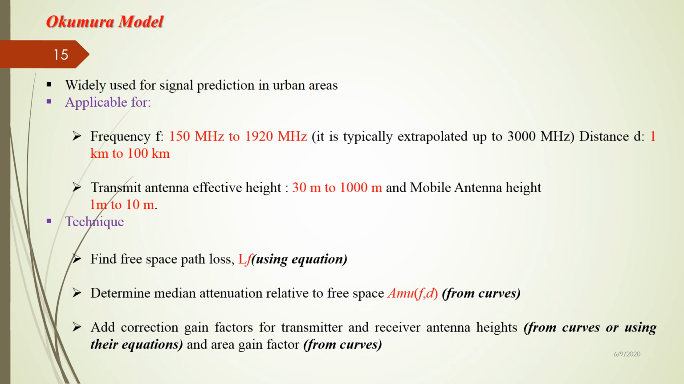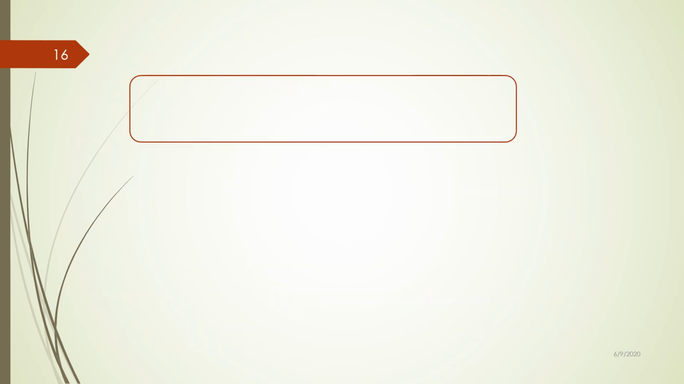Okumura model. Okumura model is widely used for signal prediction in urban area, and the application for the Okumura model is that the frequency range lies between 150 MHz to 1920 MHz. It is typically extrapolated up to 3000 MHz, and the distance between the transmitter and the receiver antenna is up to 100 kilometer, and the transmit antenna effective height is 30 meter to 1000 meter, and the mobile antenna height is 1 meter to 10 meter. And the technique that is used in the Okumura model is the free space path loss, and determining the median attenuation relative to the free space.